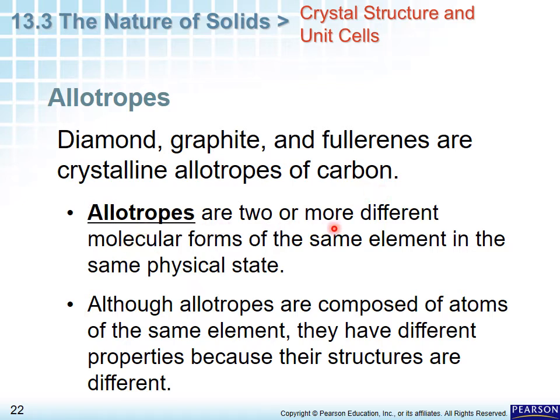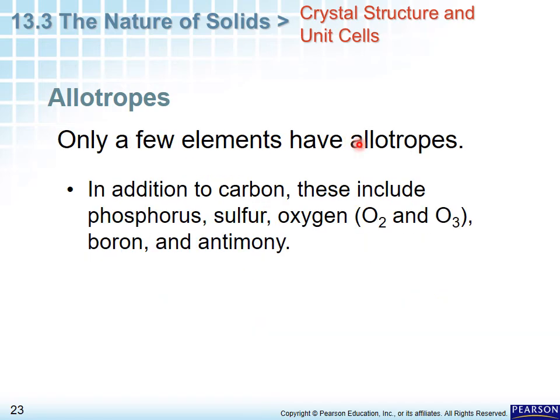So allotropes are two or more different molecular forms of the same element in the same physical state. Although allotropes are composed of atoms of the same element, they have different properties because their structures are different. So you can simply say that any two or more different molecular forms of the same element in the same physical state are called allotropes, like carbon, graphite, and fullerene.